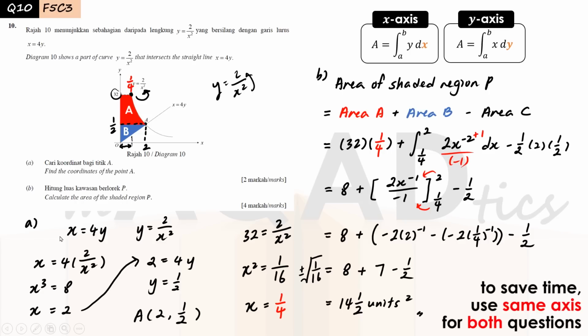Okay, so this is one of the ways that we can save our time when solving these questions. By looking at all of the questions first to see whether we are rotating around the x or the y axis, and then we use that axis to solve all the questions for areas and for volumes.